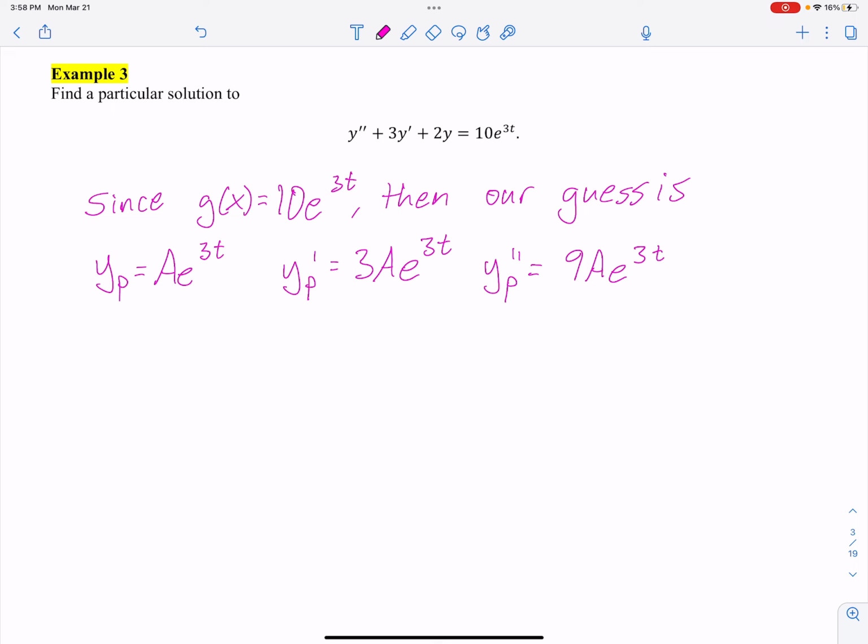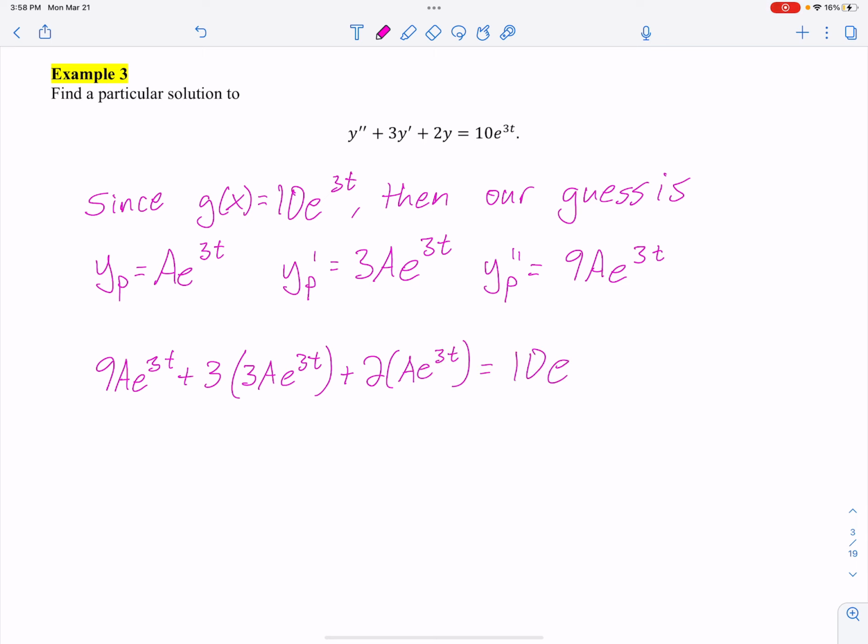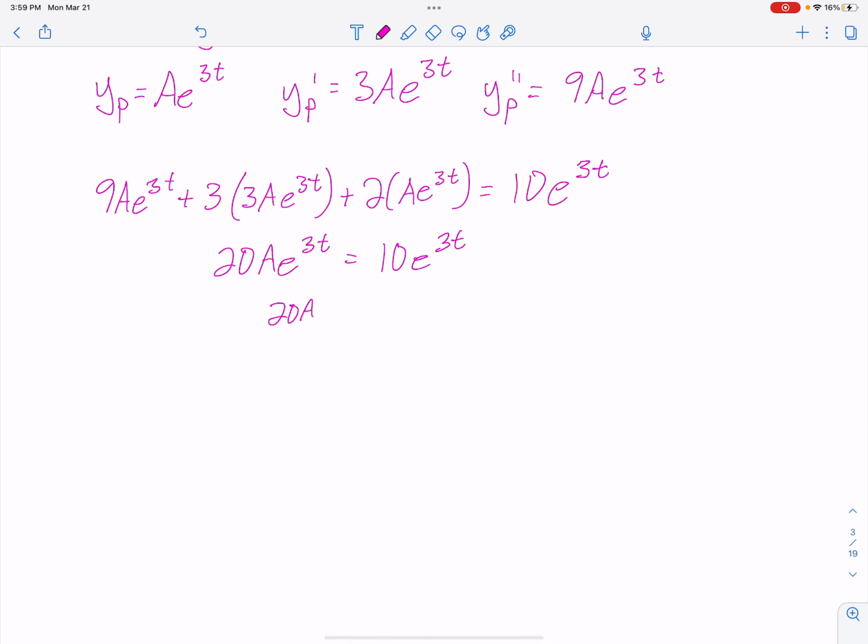We're going to plug this into our DE at the top. I get 9a e to the 3t plus 3 times the second one, 3a e to the 3t, plus 2 times our guess. And we're going to make this happen by setting it equal to 10 e to the 3t. So I get 9a, I'm going to make a jump here, I get 20a e to the 3t. A way you could think about this is you just need the things in front of e to the 3t to be equal, or you could divide by e to the 3t, which gets us 20a equals 10, which means a equals 1/2.